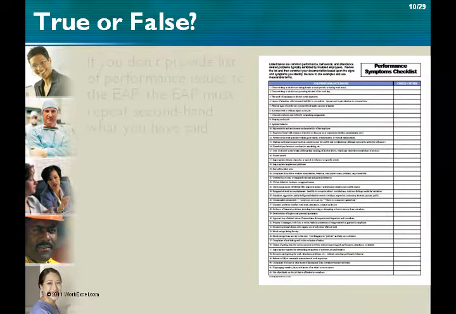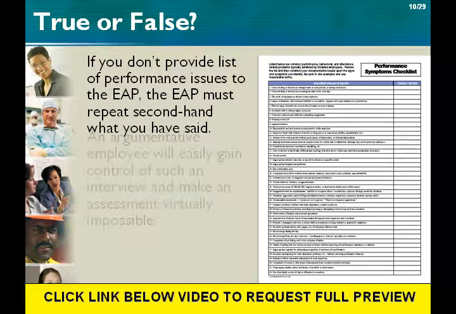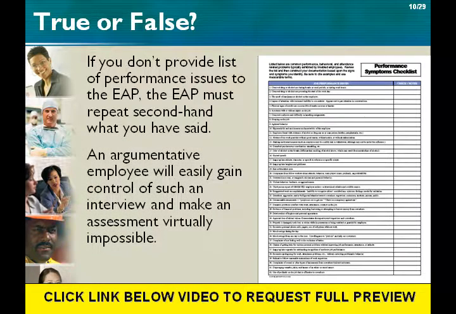True or false? If you only verbally provide a list of your employee's performance issues, the EAP must repeat secondhand what you've said in the assessment with your employee. An argumentative employee will easily gain control of such an interview and make an assessment virtually impossible. A tangible list of issues is essential to keep the discussion on track.